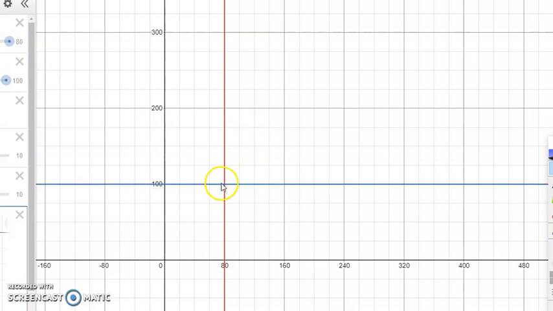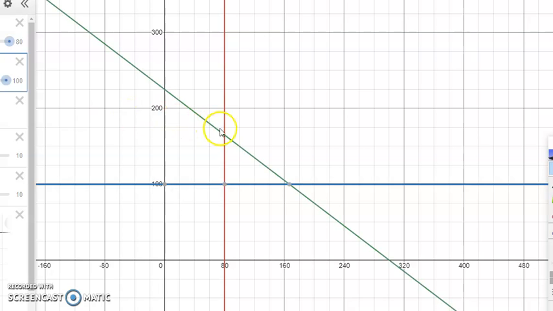I'll put my line in at 100. And remember, it's all the values above, so you're going to shade above and to the right here. And then I'll draw my inequality line for y less than or equal to negative 3/4 x plus 225. And there we have it. And it's less than, so it's going to be here.